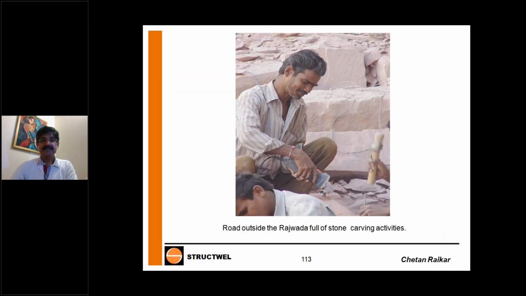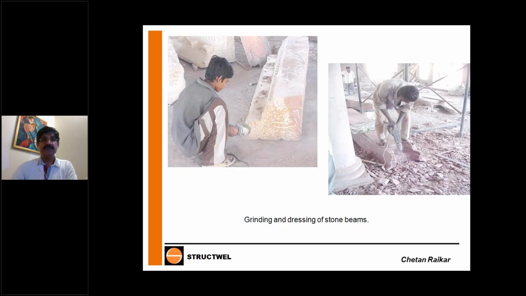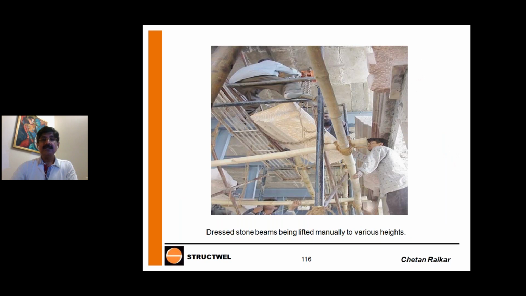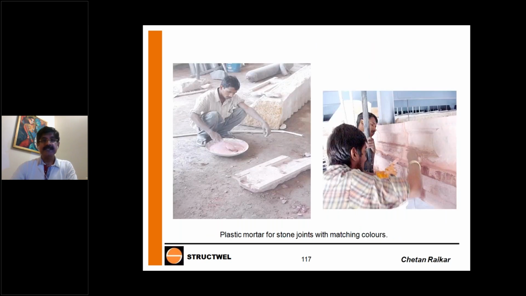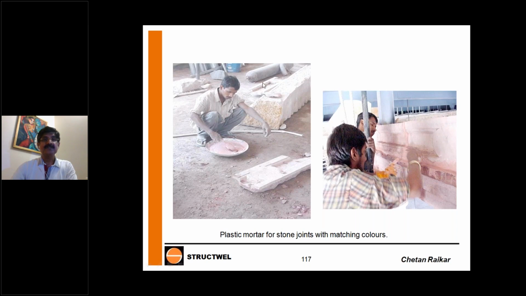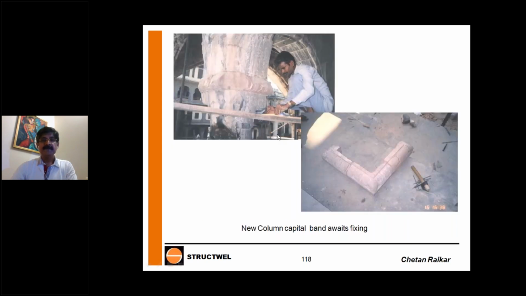Let's go a little faster. This is how the stone carving was done. These are all structural cum architectural elements. Stone beams. You can see the size of the stone beams. Up to 16 feet spanning stone beams were used.